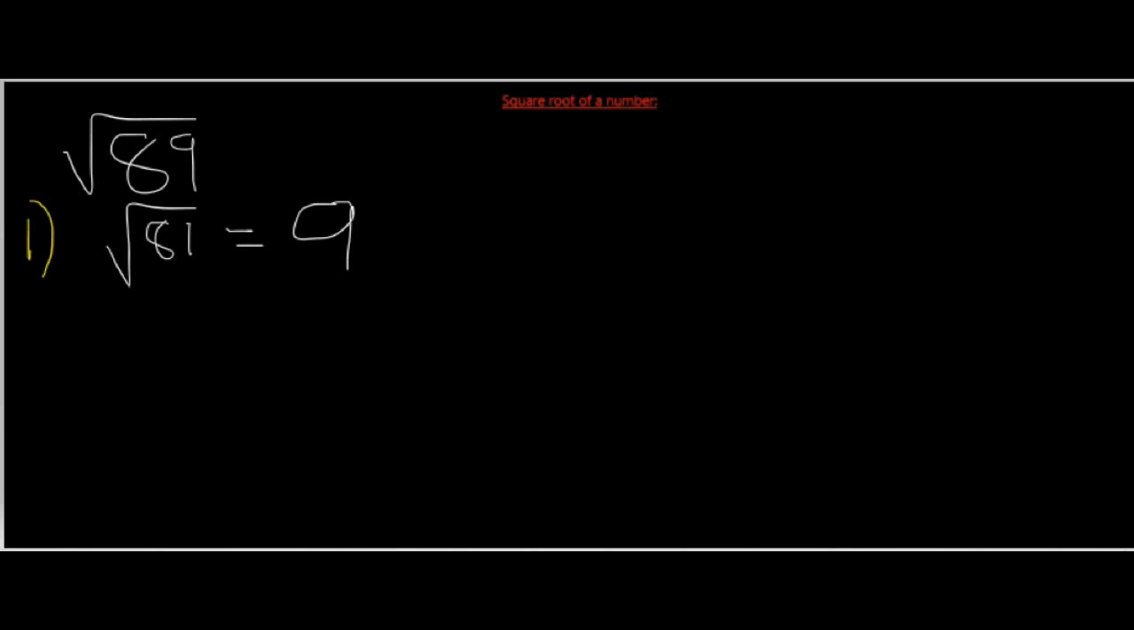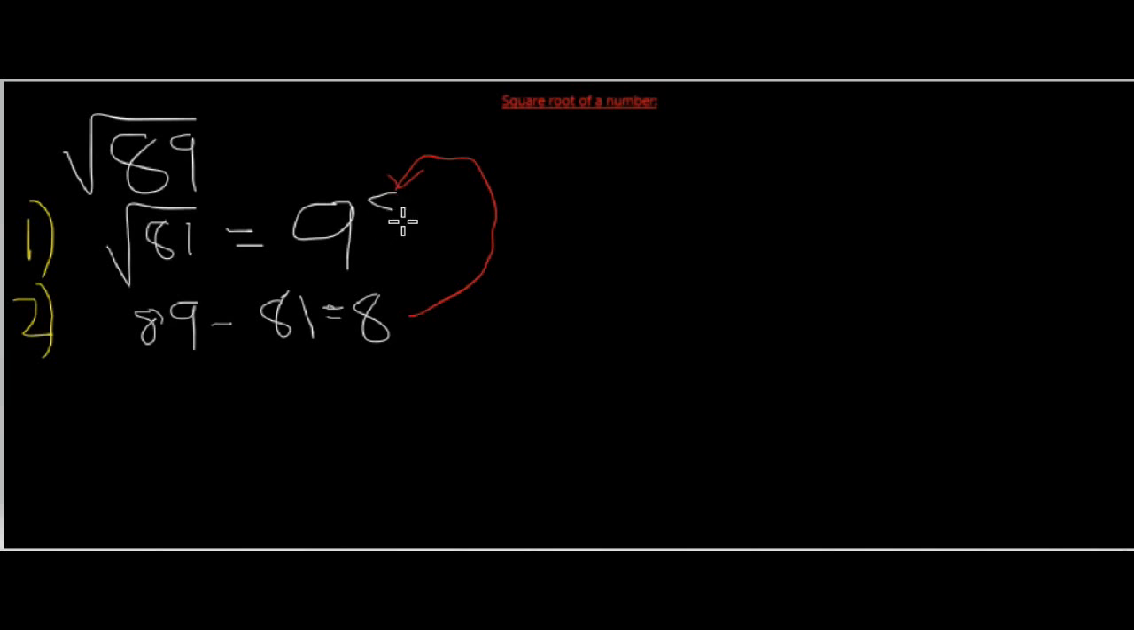Then coming on to the next step, the next step was to find the difference between this number and this number. Okay, so 89 minus 81 will give me 8, and then let me write it in the numerator part, which is actually 8.